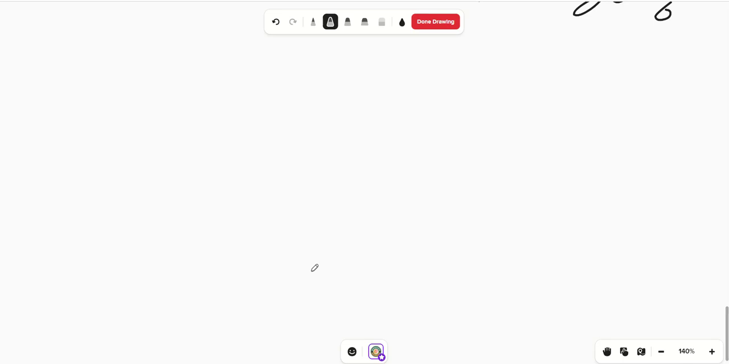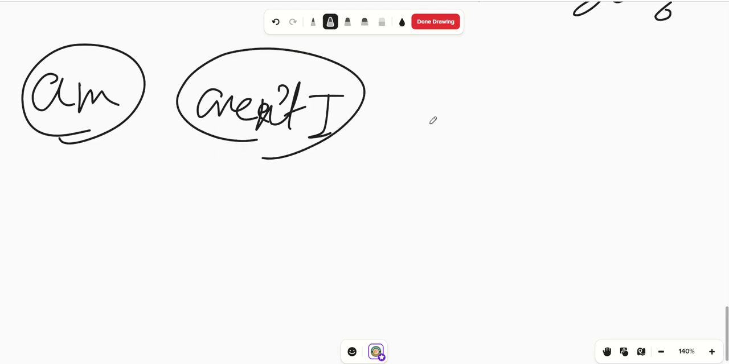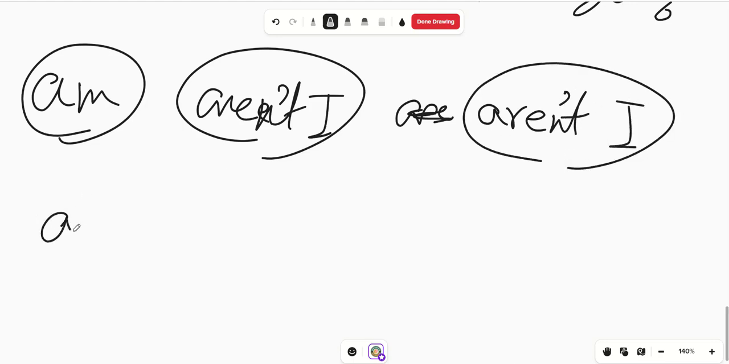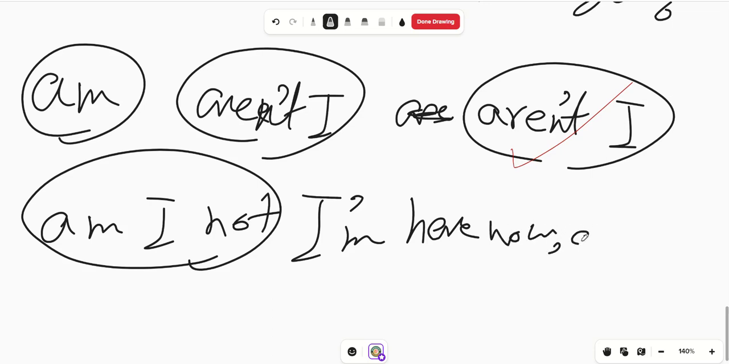For the to-be verb am, the tag question can be aren't I. Let me write it again. Aren't I, or am I not? But this one is very common. For example, we say, I'm here now, aren't I?